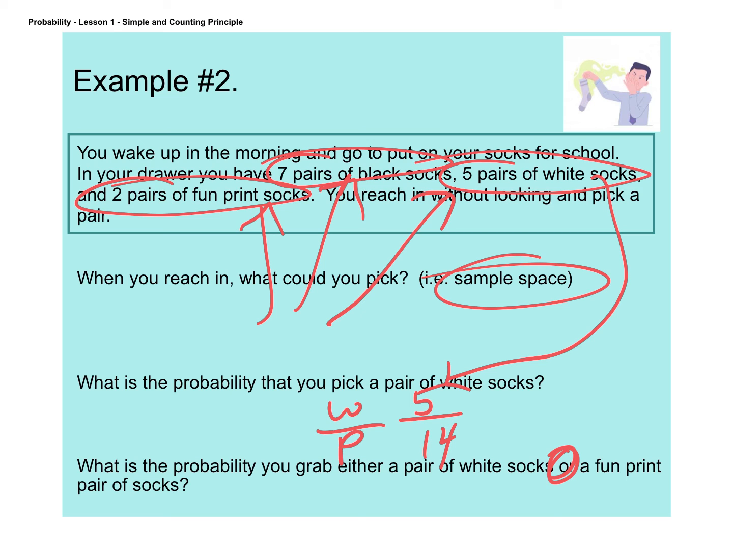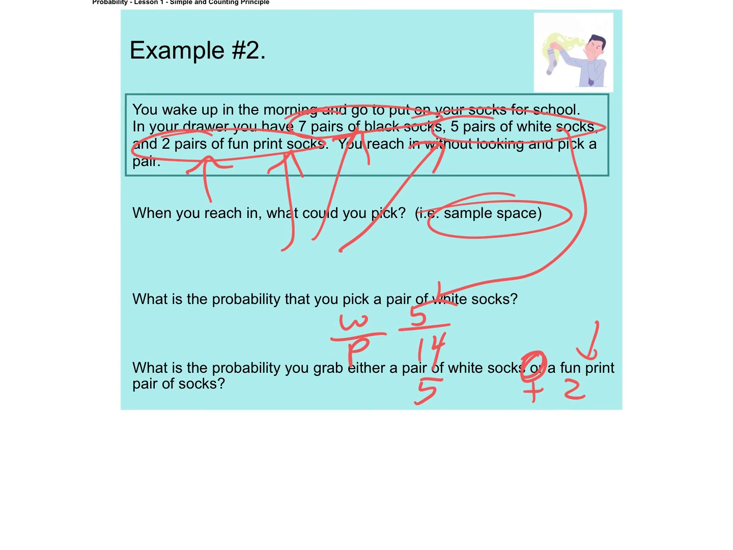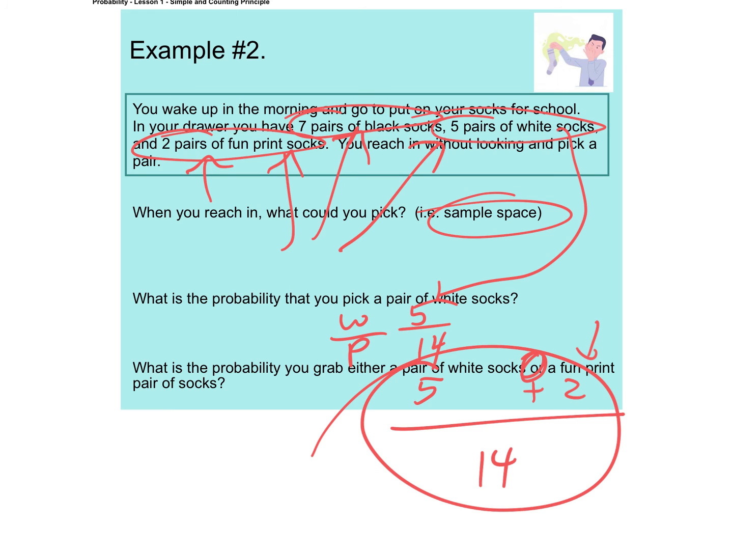What's the probability to grab this or, remember that or means add? That. All right, white socks. Well, there was 5 ones that would make me win there. Or means add. Fun print, 2 pairs of those. So can I just say the answer is 7? No, that's not a probability. 7 out of, well, there's 14 things possible. So 7 out of 14. 7/14, 1/2.